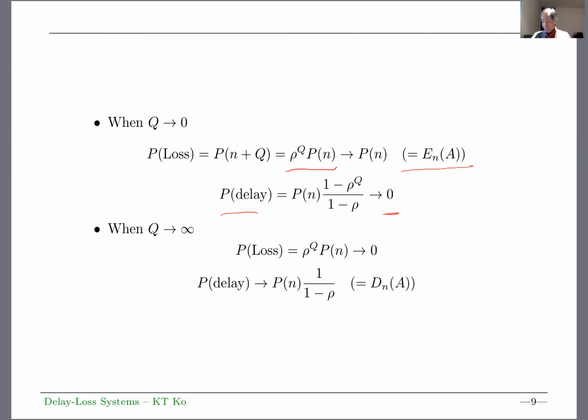And you can see that also from the equations. Rho^Q, and Q is 0, so that becomes entirely 0. Okay, so that is the limiting case when Q is 0.